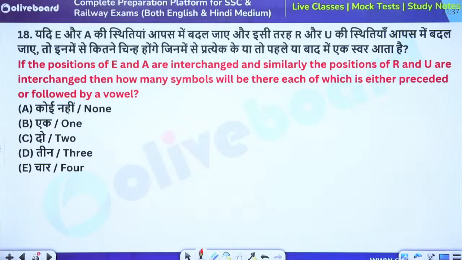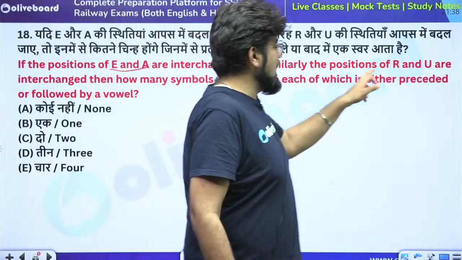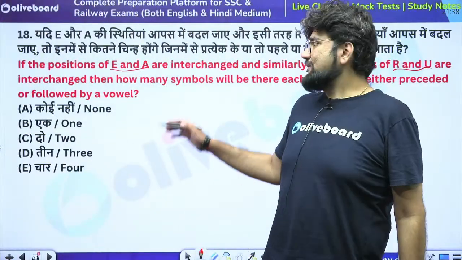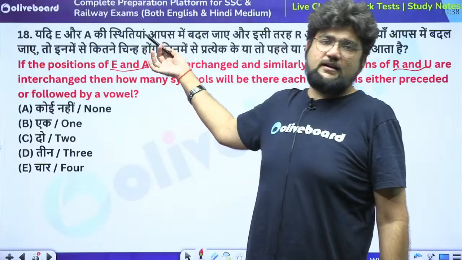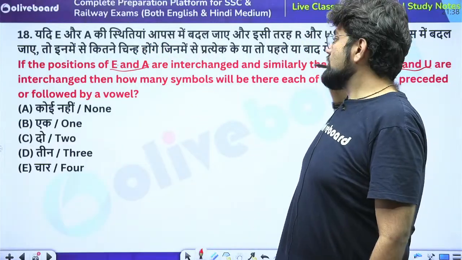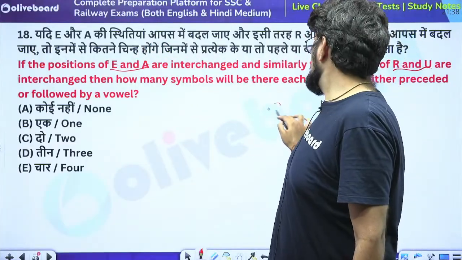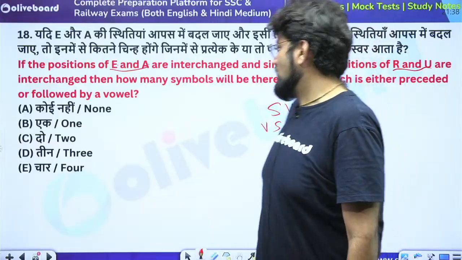Next, if the positions of E and A are interchanged, and similarly the positions of R and U are interchanged, then how many symbols will be there, each of which is either preceded or followed by a vowel? So, they are swapping E and A and R and U. Even if they swap E and A, both are vowels, so that does not make a difference. But R and U need to be swapped, and then we need to check for symbols which are followed by a vowel or preceded by a vowel.